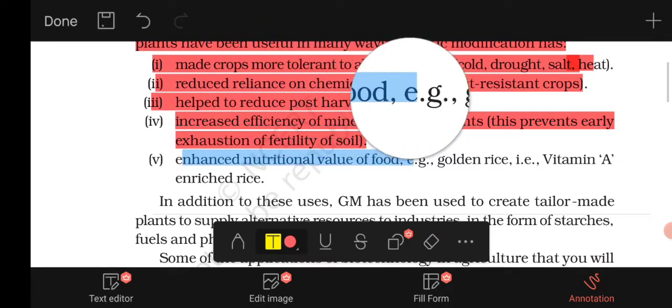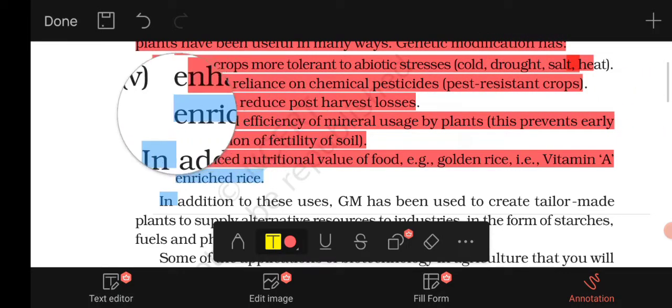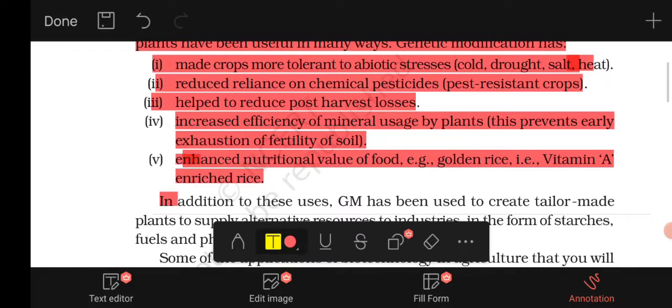And in nutritional value of food, an example is golden rice, that is vitamin A enriched rice, also called beta carotene enriched rice, are a few examples.